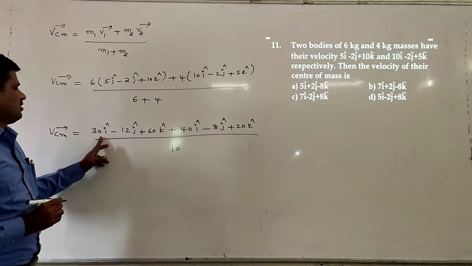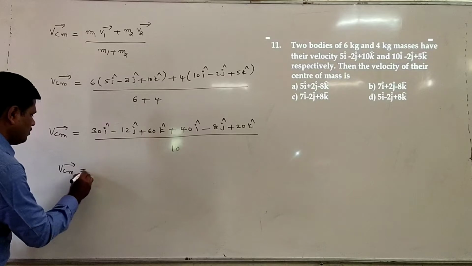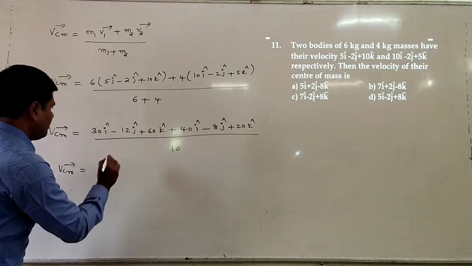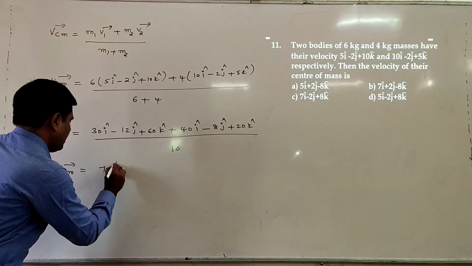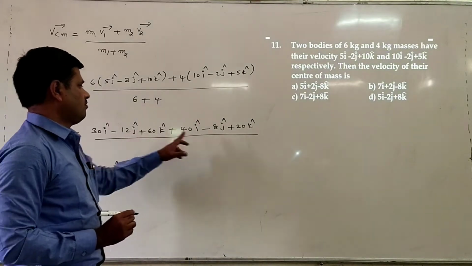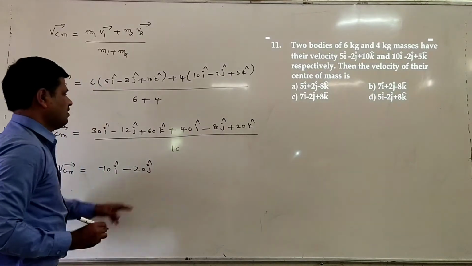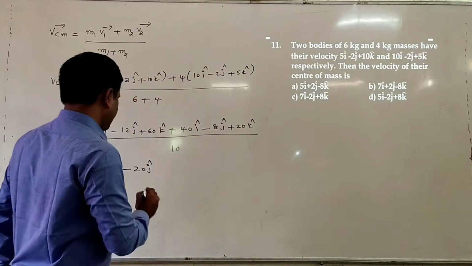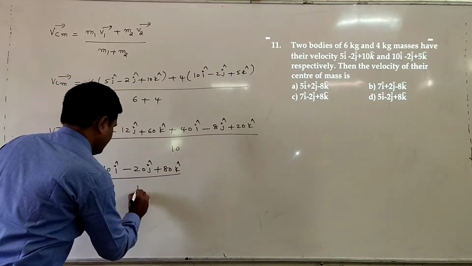Now add these. 30 plus 40 is equal to 70. Now VCM bar is equal to 70 i cap, 12 minus 8 is equal to minus 20 j cap, 60 plus 20 is equal to 80 k cap, by 10.